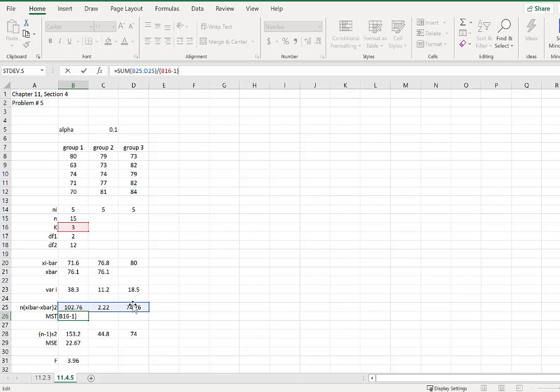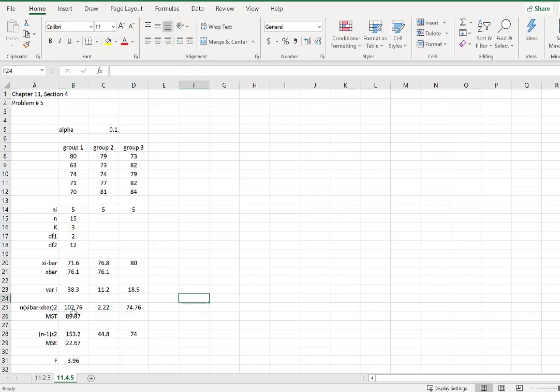And then I'm dividing that by k minus 1. You can see here in red that goes to get k, which is back up there in B16. And so that gets me the k, and I'm going to subtract off the 1 from that. So my MST is 89.87.